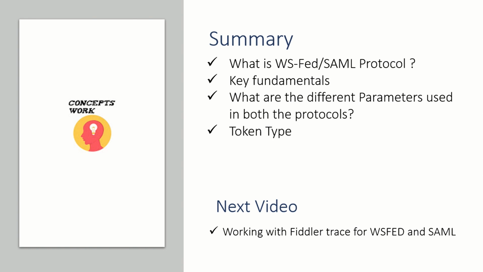So let's talk about a quick summary of this video. We have discussed the key fundamentals, we have discussed different parameters, and we have discussed token types. In the next video, I'm going to elaborate on each and every parameter that you can check in a Fiddler trace that's been sent by an application to an identity provider when it is using either the WS-Fed or SAML protocol.